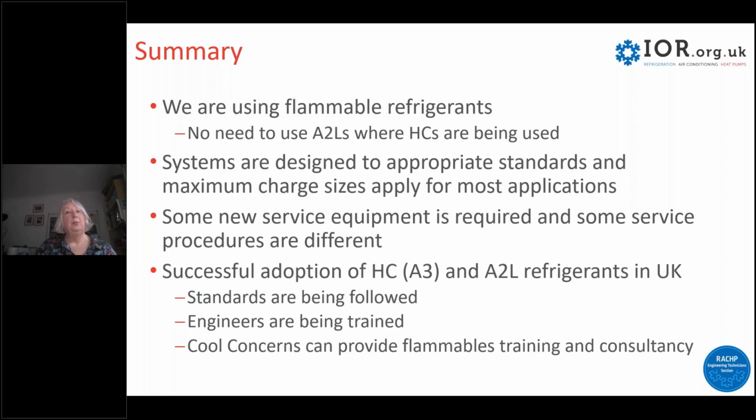As a business, Cool Concerns has probably trained 10, 20,000 engineers in the safe handling of hydrocarbons.